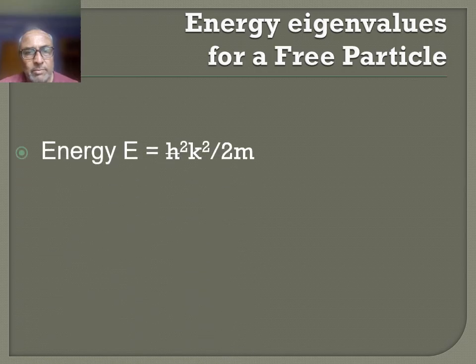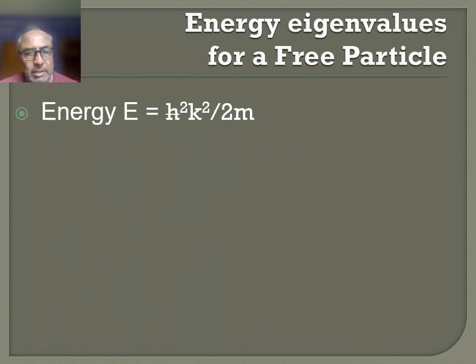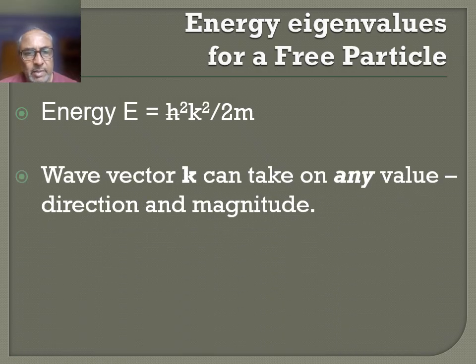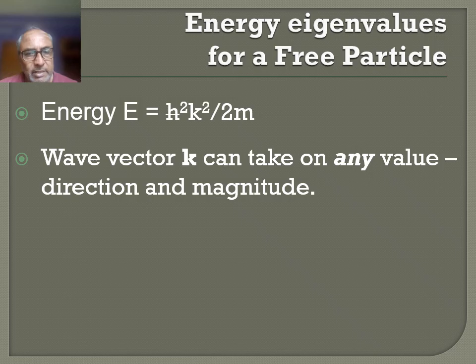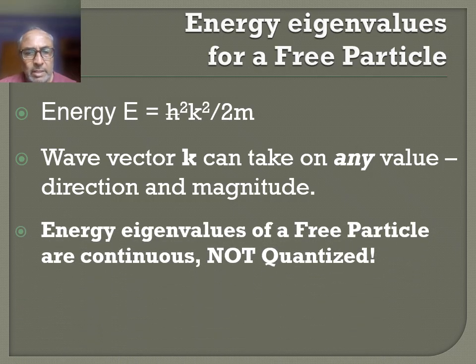So we have shown that the energy eigenvalues for a free particle are given by E equals h-bar squared k squared by 2m. Note that the wave vector k can take on any value, any direction and any magnitude. We have not placed any restriction upon the direction of propagation of the wave or its momentum. In other words, the energy eigenvalues of a free particle are continuous and not quantized. They can take on a continuum of values.